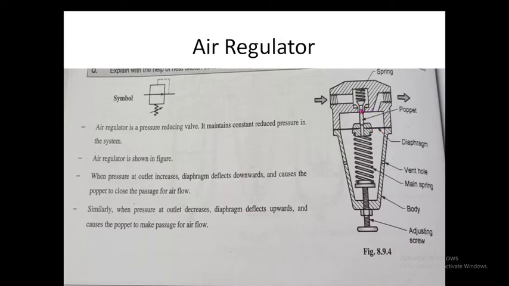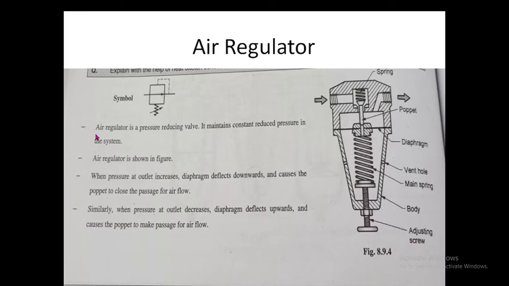This poppet gets open and air starts to flow through this way. So what is happening here? When high pressure air comes here, at that time this diaphragm moves in the downward direction, causing this poppet to sit on this seat and restrict the air flow here. So here we are going to regulate the air pressure.